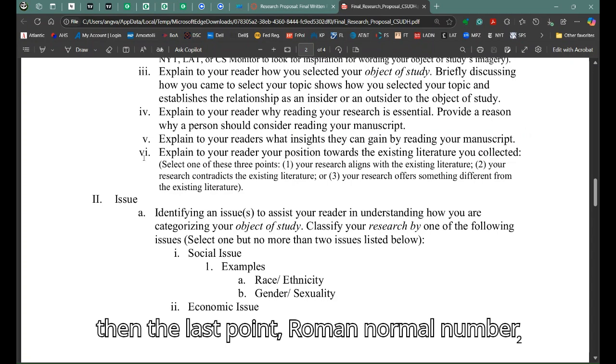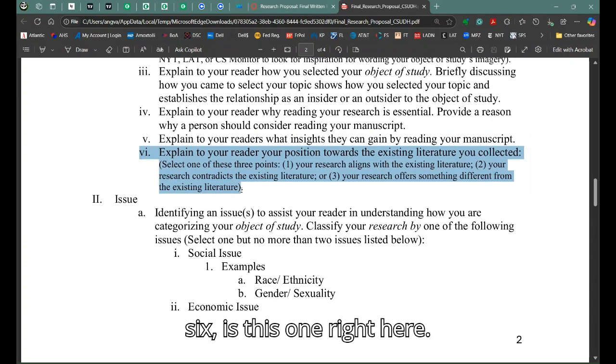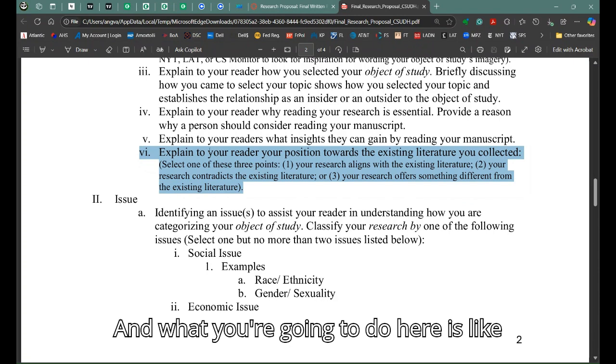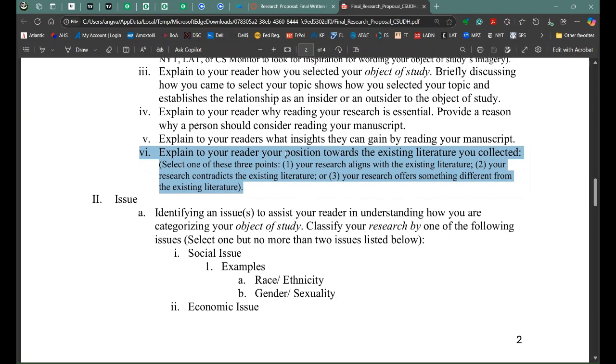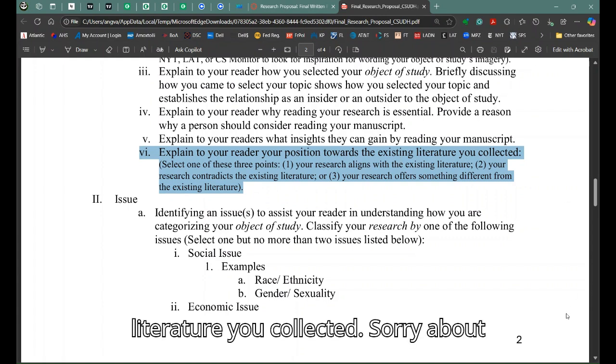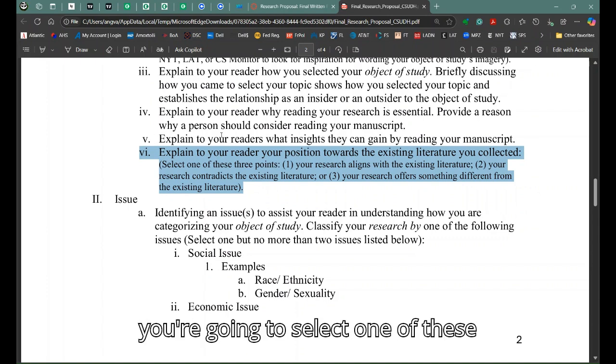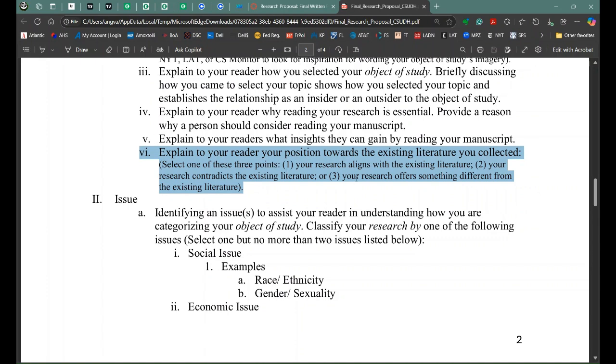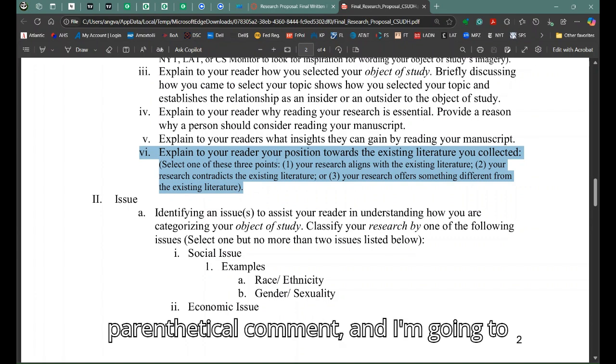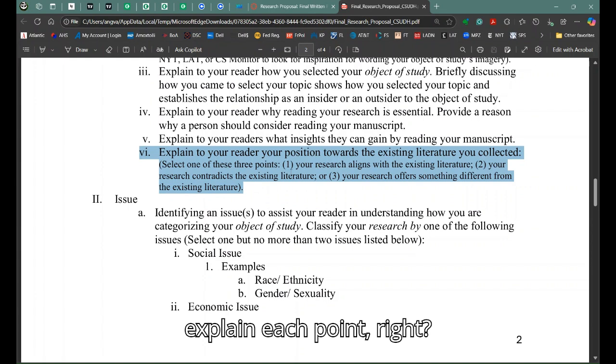And then the last point, Roman numeral number 6, is this one right here. What you're going to do here is explain to your reader your position towards the existing literature you collected. Sorry about that. Then you're going to select one of these three points I have in this parenthetical comment, and I'm going to explain each point, right?